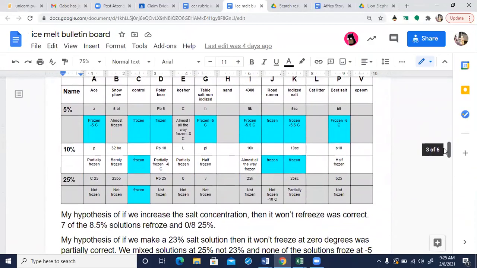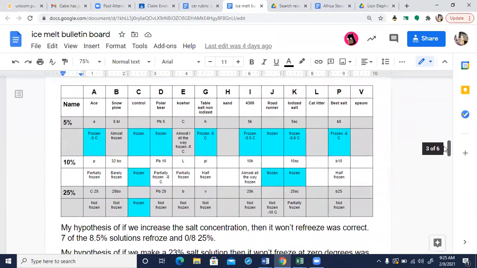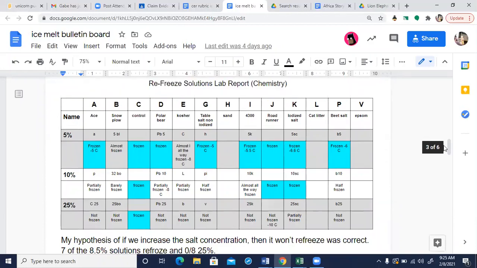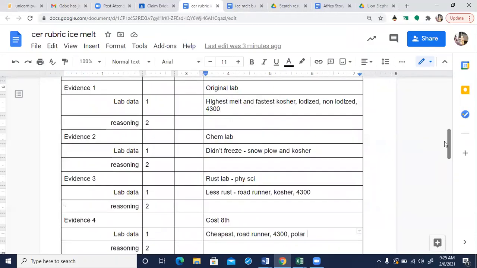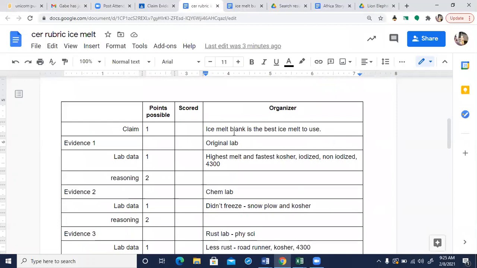And then if you look at the refreeze lab, 4300 froze at 5% solution, but not at 10 or 25. Roadrunner froze at 5% and at 10%. All right, so probably 4300. All right, that's what the rest of your classmates chose. So you can say Ice Melt 4300 is the best.